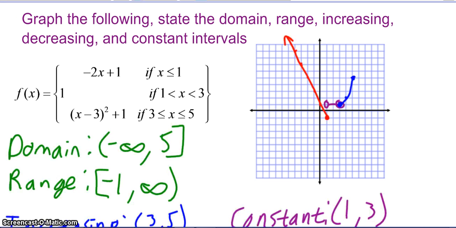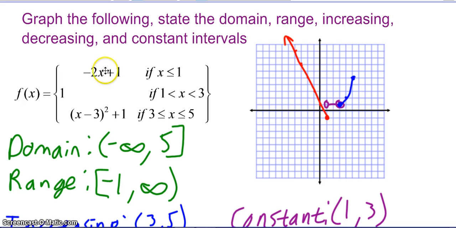Okay, hopefully you got this as your picture. So let's talk about how we get this. Well, I'm going to look at my first piece here. The domain for this piece is less than or equal to 1, so that's going to go from negative infinity up to positive 1. So I'm going to start at positive 1. If I plug in 1, negative 2 times 1 is negative 2, negative 2 plus 1 is negative 1. So I start at the point 1, negative 1. That's a filled in circle because I'm including 1.